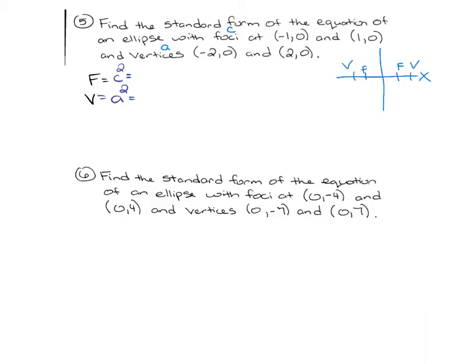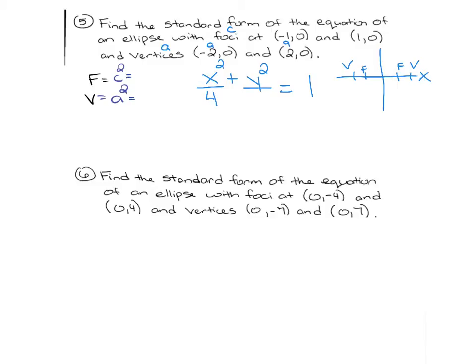Now, when you're writing an ellipse, you're going to have x squared first, then an addition sign, and then y squared, and that equals 1. Because your vertices and your foci are on the x-axis, your vertices are going to be your a squared, and that goes underneath your x. So a squared is going to give me 4.